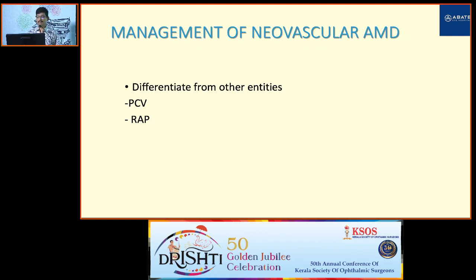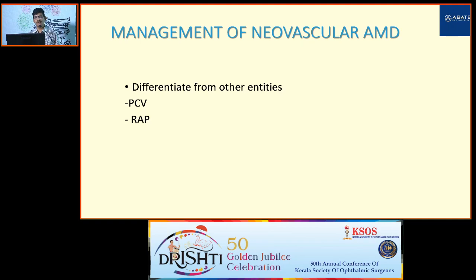And once the patient has progressed into neovascular AMD, when the patient presents to you with the features of neovascular AMD, the first thing is to differentiate it from other entities like PCV and RAP. This is because PCV is a condition which may not respond to our milder or weaker anti-VEGF agents. You may have to treat them with stronger anti-VEGF agents or even PDT.